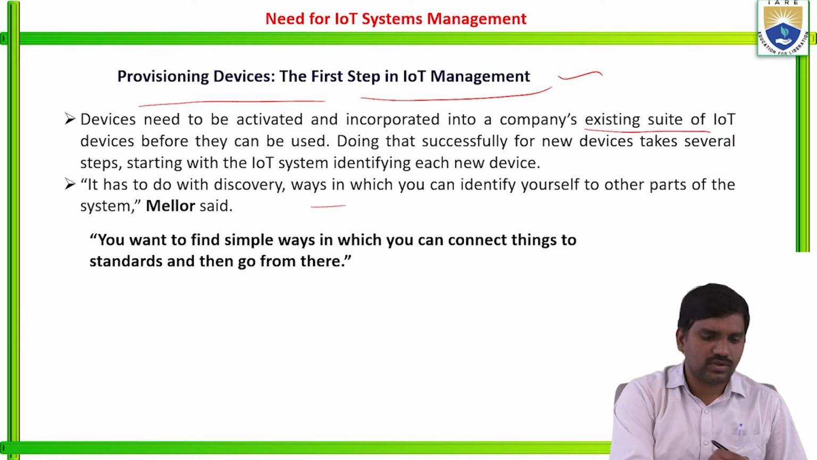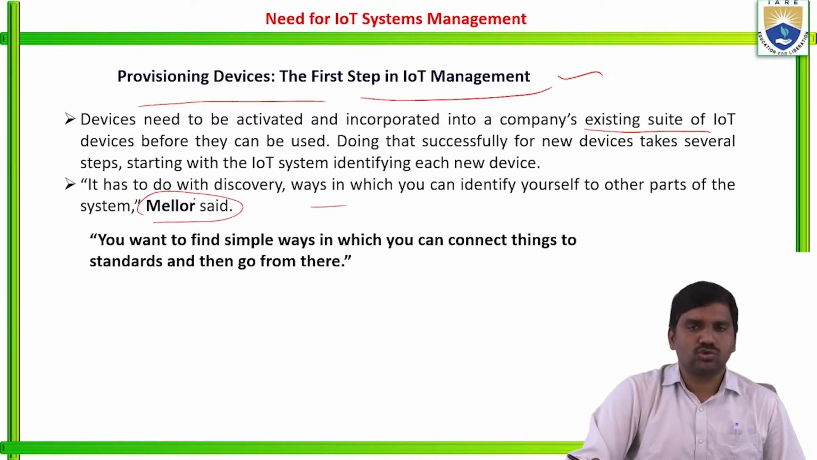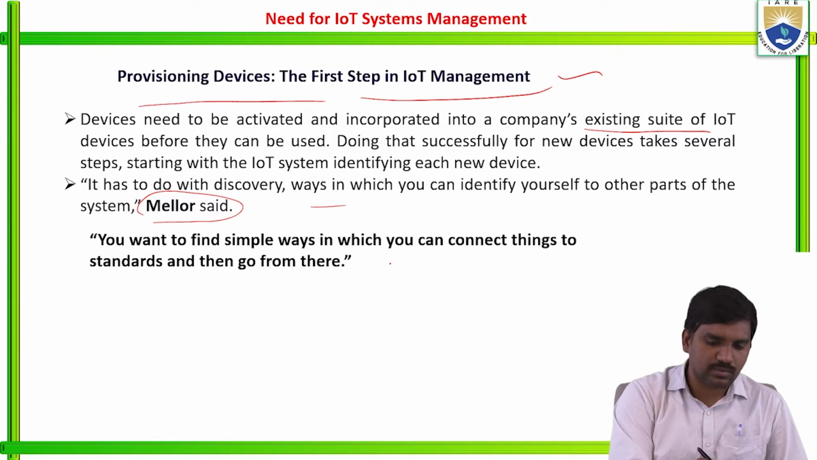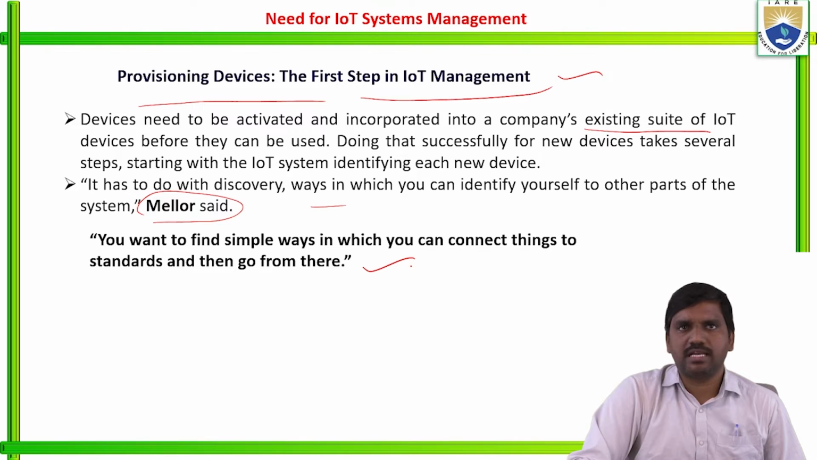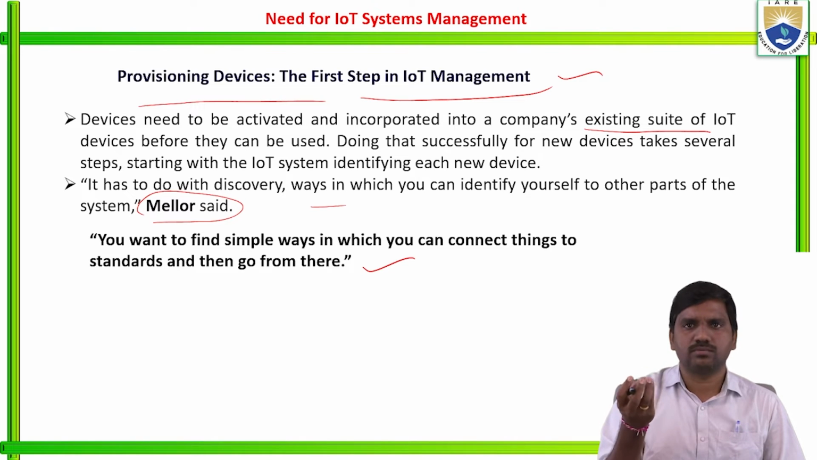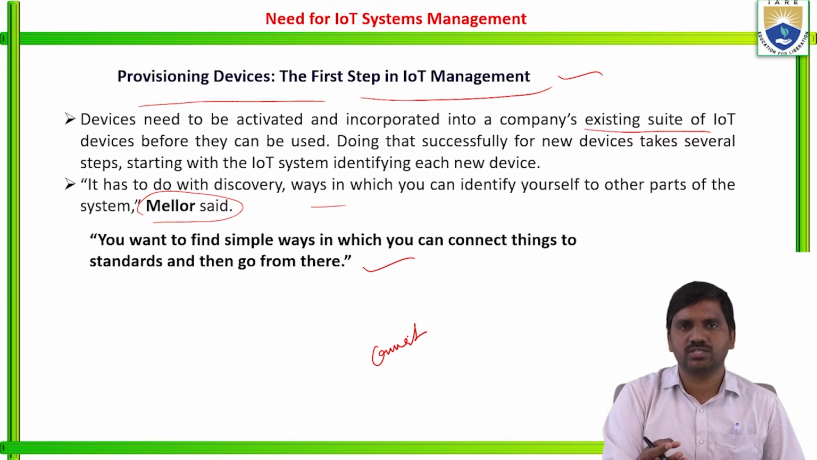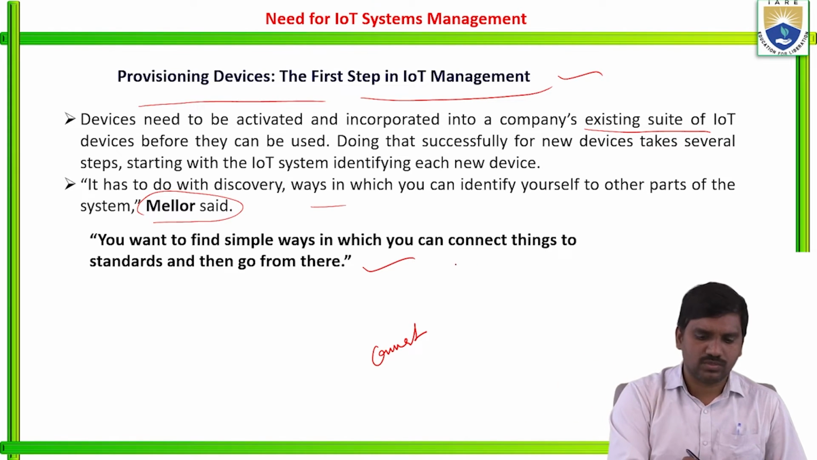So this is one of the points the scientist Mailer said. You want to find simple ways in which you can connect things to a standard and then go from there. This is the main aim of IoT devices. Mailer said you want to find simple ways in which you can connect the things first. That means the connection is very important to gather information or to send information from one device to another device. So you can connect the things or devices.